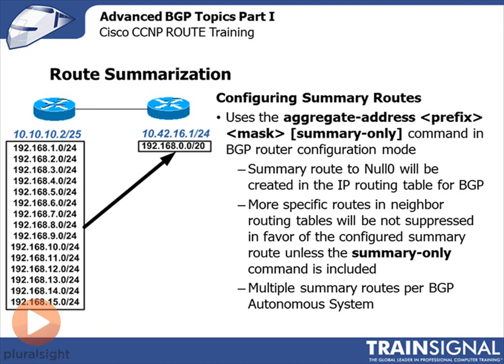Now, you can have BGP announce the summary in addition to the other routes. For instance, on the left, you could have BGP announce not just the 192.168.0.0/20 summary route or aggregate address, but it can also advertise all the other ones as well. When you use the summary only command, it will suppress the more specific prefixes. So for instance, if you configured aggregate address 192.168.0.0 and then 255.255.240.0 for the mask, then the keyword summary only after that, only the 192.168.0.0 is going to be advertised. All the rest will be removed from the routing table and suppressed.